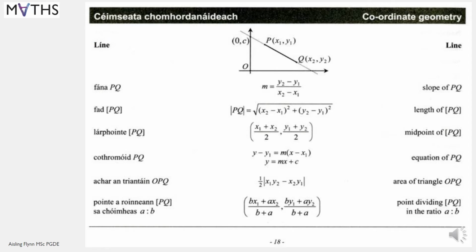Okay, so here we have a page from our Formula and Tables books on coordinate geometry. We're looking at lines. We're asked to get the equation of a line, so we'll be using this one here. Y minus y1 equals m times x minus x1, and we'll also be using a formula to calculate a slope. So this one here is for slope. We may use it, we may use something else.